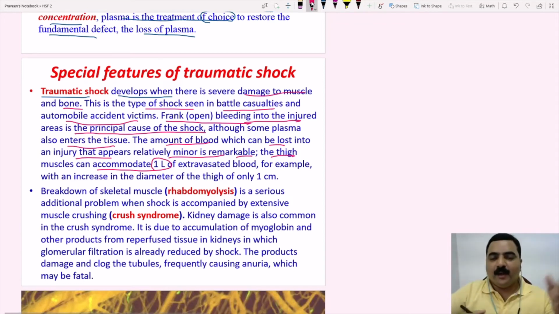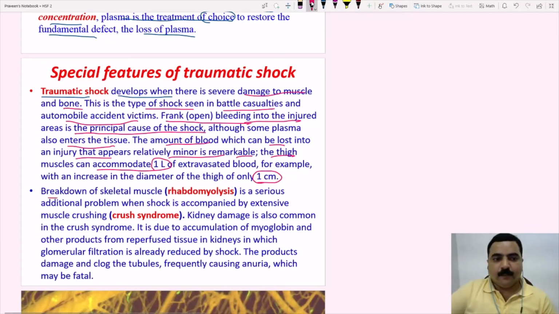And what will happen to the arterial blood pressure and the cardiac output? It starts to suddenly drop. For example, with an increase in the diameter of the thigh of only 1 centimeter, you won't even observe that. Just a 1 centimeter increase in the thigh diameter will not be easily visible, but almost 20% of the blood is lost into the thigh. So that is possible without the blood being lost to outside of your body.